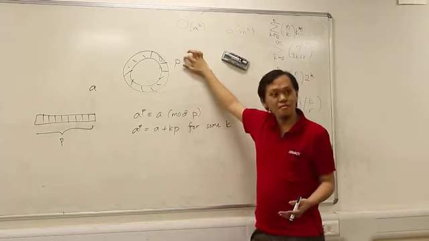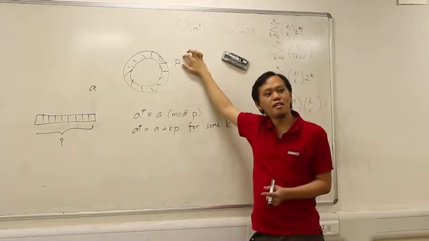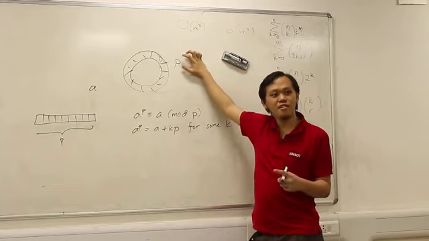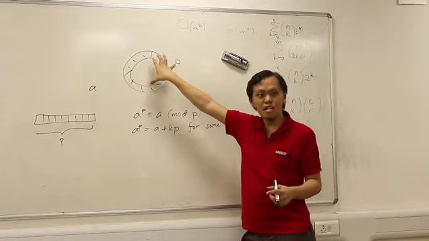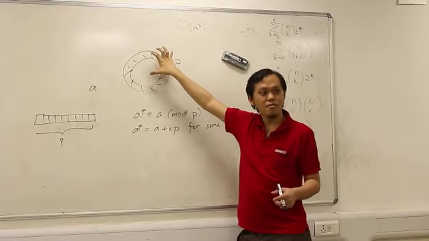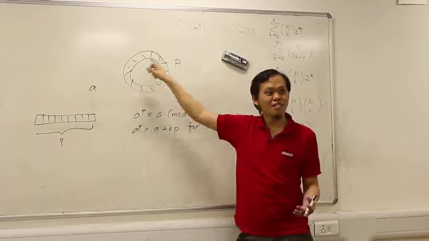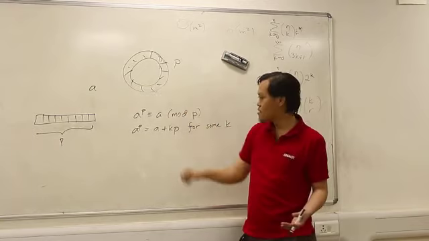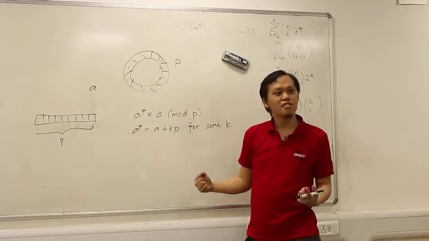But since p is prime, its only divisors are 1 and p. So the only non-primitive rings are those which, if you rotate by 1, you get the same ring. But that means everything has the same color. Okay? How many of those are there? There are a.